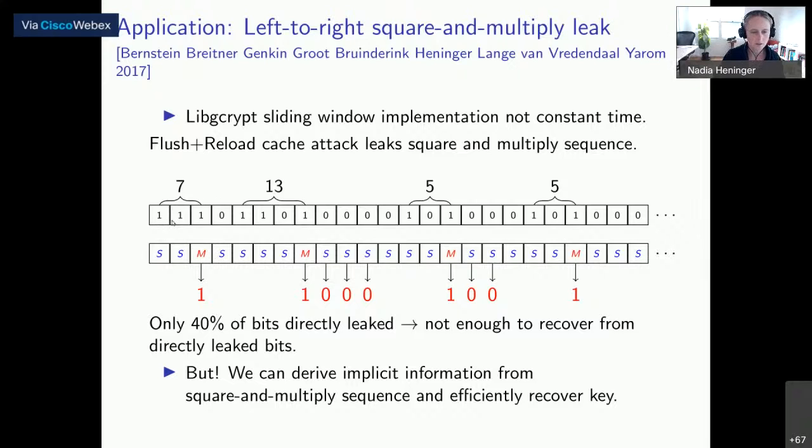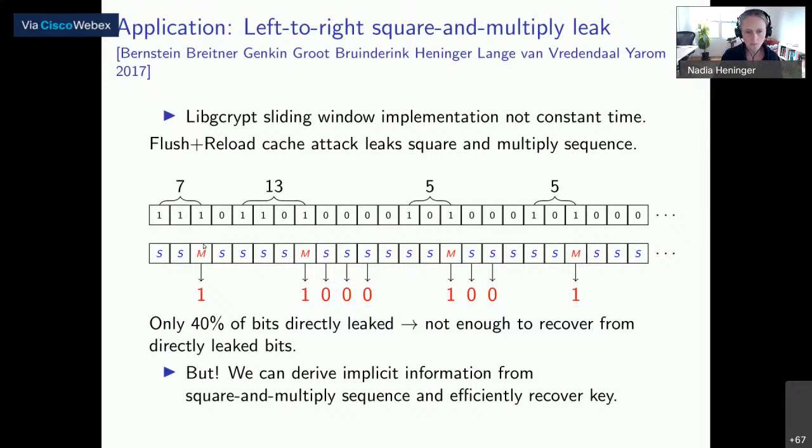So I've put a little diagram here of the multipliers and then the sequence of squares and multiplies that's computed. And so you can derive a few rules, like if there's a 1 in the location where you would have one of these sliding window multipliers, then there's definitely a multiply. And if there are squaring operations that are not within where there could be a multiplier, then those bits are definitely 0. So you get some fraction of the bits, but if you compute how many bits are leaked, it's about 40%, which is not enough to recover the secret key from the directly leaked bits. So this is annoying from the attacker's perspective.